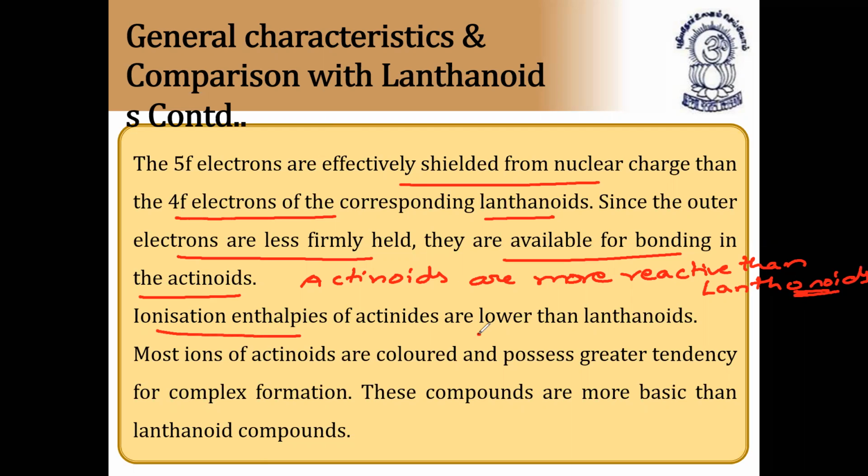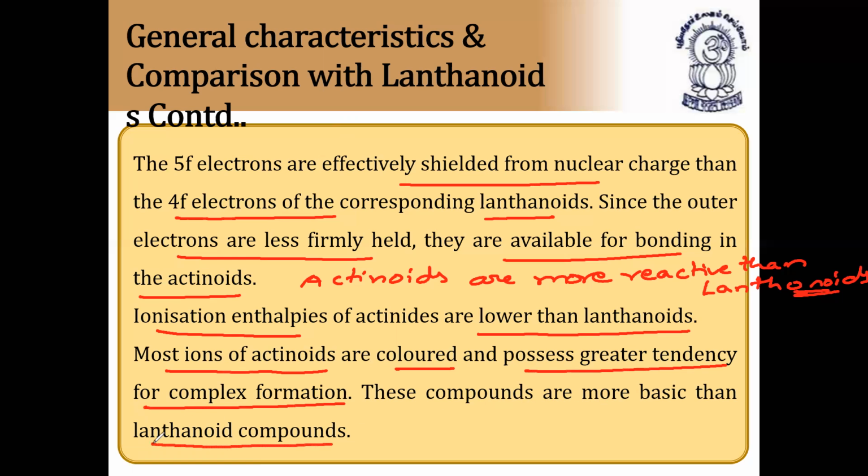Ionization enthalpies of actinides are lower than lanthanides because they have a bigger atomic number. Automatically, the valence electron will be far away from the nucleus. So lanthanides' ionization enthalpy is greater than actinides' ionization enthalpy, due to atomic size or atomic number. Most ions of actinides are colored and possess a greater tendency for complex formation. These compounds are more basic than lanthanide compounds. Sorry, actinoids are more basic than lanthanoids.